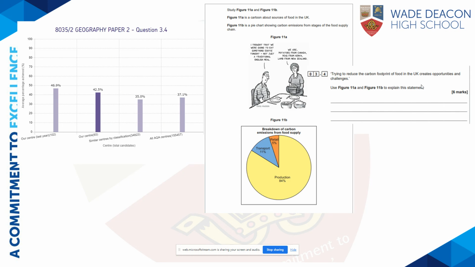Next 6 marker, 3.4. Trying to reduce carbon footprint of food in the UK creates opportunities and challenges. Use figure 11A and figure 11B to explain this. So some of the things in this paper for this question wanted to say we have a range of foods from a range of different countries, which obviously adds to our carbon footprint. The opportunities are for us to grow more locally sustainable products that we can use in our diet, so that the carbon footprint is reduced.